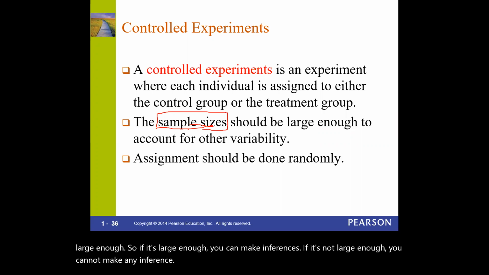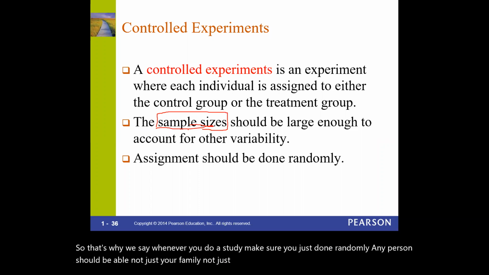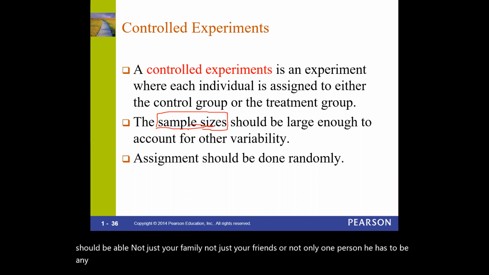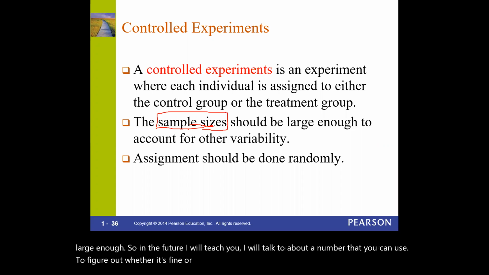Okay. So that's why we say whenever you do a study, make sure it's done randomly. Any person should be able to be included, not just your family, not just your friends, or not only one person. It has to be any type of person, and also a large enough sample. It doesn't have to be 100. It should be large enough. In the future, I will talk to you about a number that you can use to figure out whether it's fine or not. But not now. Right now we're just doing an introduction of the class.